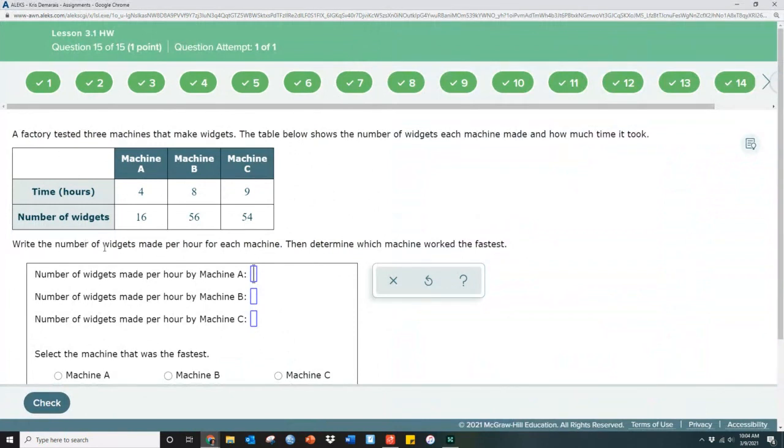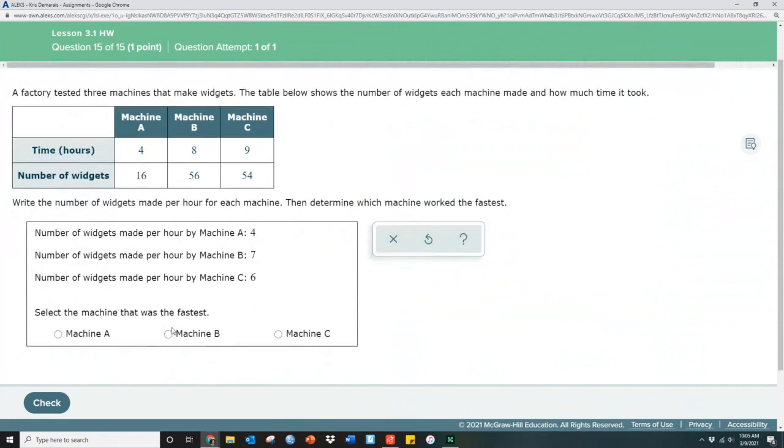Now this one says write the number of widgets made per hour for each machine. Per hour, so we're going to take 4 divided into 16, because that gets the hours down to 1 hour. So for machine A, it's 4 widgets per hour. 8 divided into 56 goes 7 times. And 9 divided into 54 goes 6 times. So the fastest machine would be 7 widgets per hour, and that's machine B.